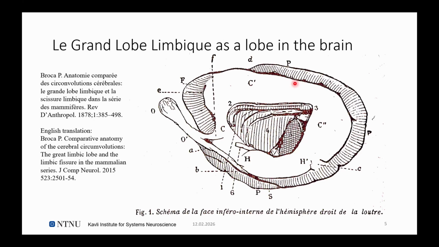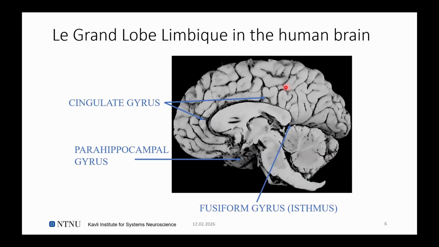to the thalamus, which is dissected here. So if you take this image and move it into a human brain or a monkey brain, I took the human here, you can recognize the cingulate gyrus and the isthmus that connects it to the parahippocampal gyrus, and that more or less represents the limbic lobe in the human. The limbic lobe was a pure anatomical term. Broca did not really talk about functions. He just named it as a structural entity.